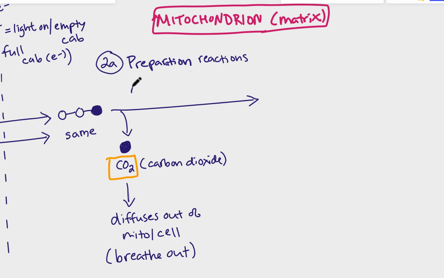We broke a bond so we can extract some electrons. So who comes in? The empty cab company, NAD+, picks up those electrons and leaves as a full cab, as NADH. Again, this is going to go to the electron transport chain.